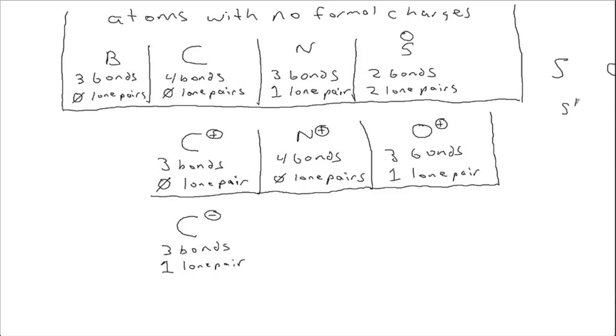And how many bonds and lone pairs would you expect a sulfur cation to have? I would expect it to have 3 bonds and 1 lone pair. Just like this oxygen here.